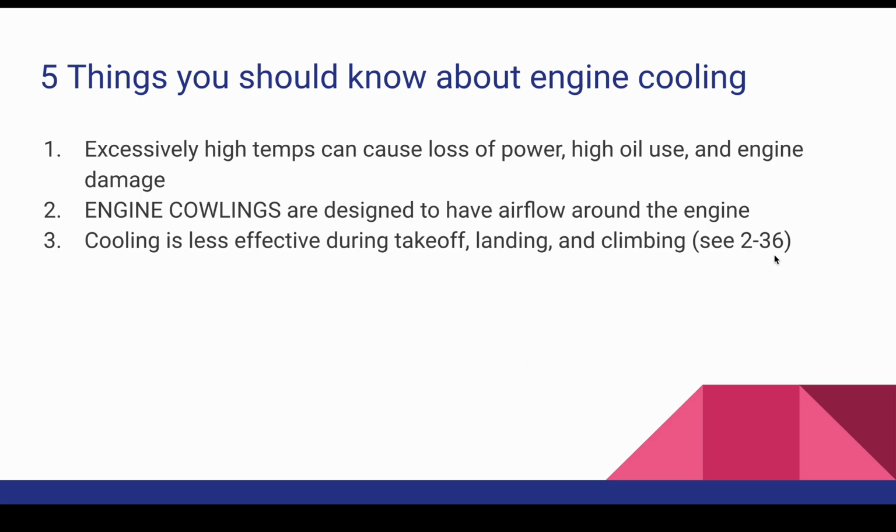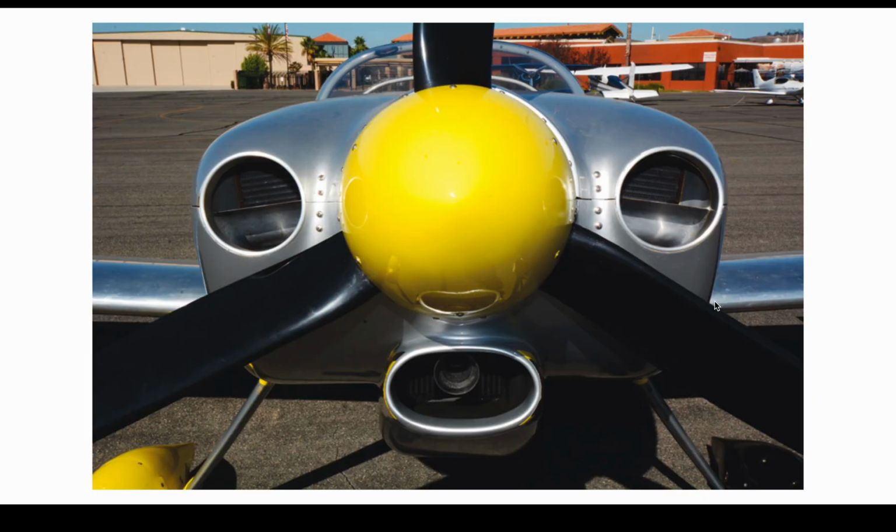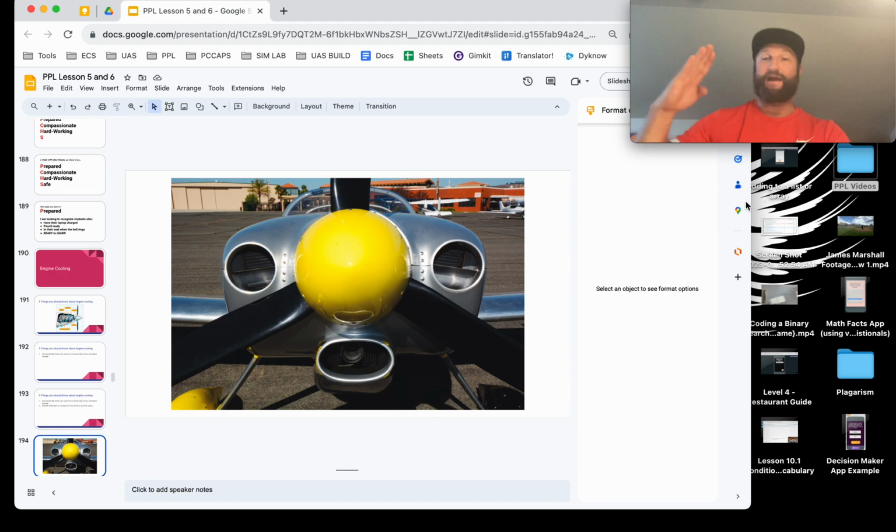There's a picture on 2-36 in the Jeppesen textbook. But that's because if you think about it, when you're climbing out, you're kind of doing this, right? When you're in level flight, the air is coming straight in. So if you just crank it up a little bit, it's still coming in, but it's also coming across it a little bit more. There's just not as much airflow.